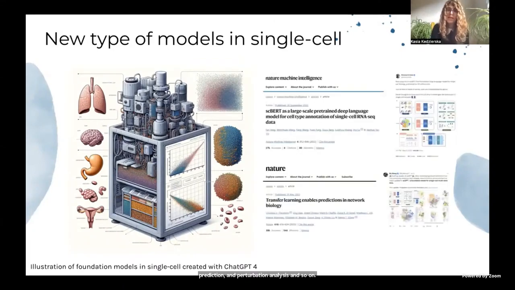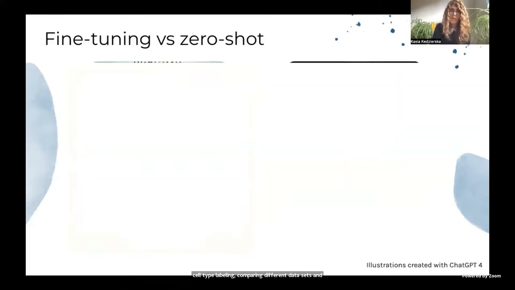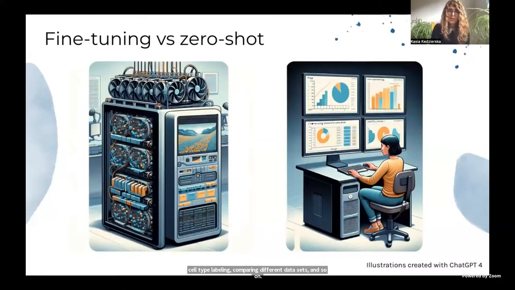Those models include scBERT, Geneformer, scGPT, scFoundation, and many more. They are quite popular within the field because of their potential automatization of tasks such as cell type labeling, comparing different data sets, and so on. However, because those models are quite new, there does not exist an established evaluation setup. And most of the work so far has focused on fine-tuning.